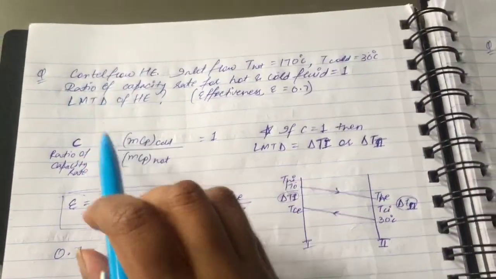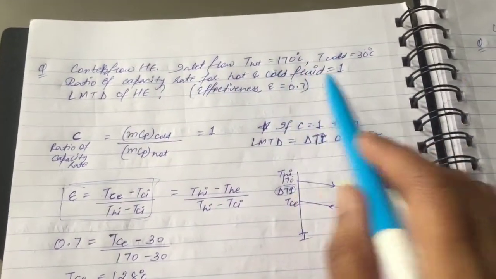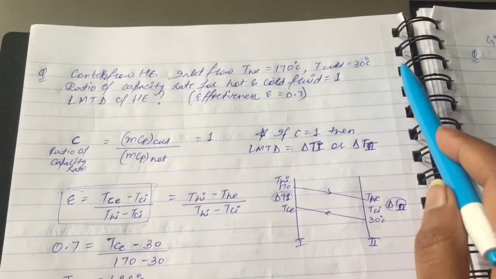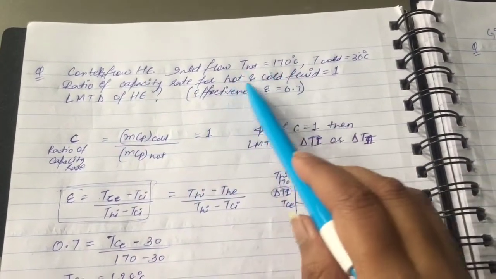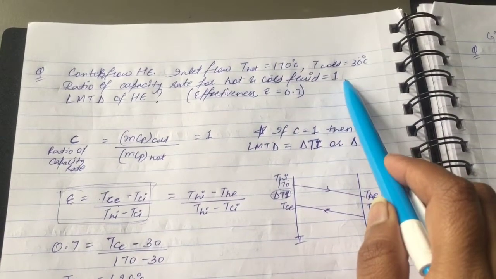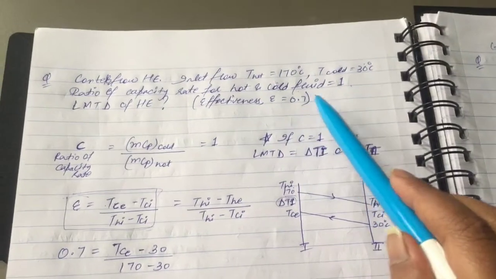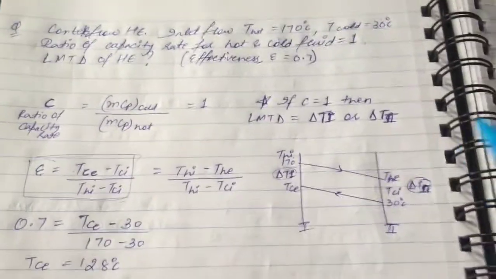Next we have a counterflow heat exchanger. Inlet flow temperature is given to us and the ratio of capacity rate of hot and cold fluid is given to us as 1. We have to calculate LMTD for the heat exchanger. Effectiveness is given as 0.7. So let's understand with the diagram.